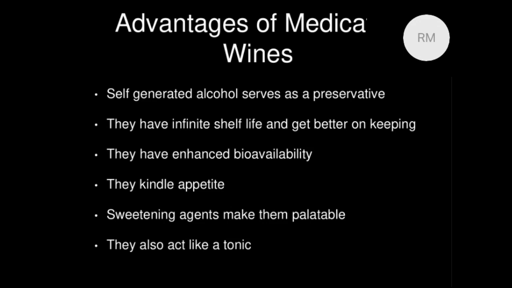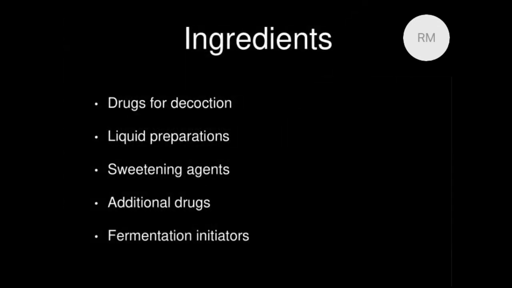So these are the advantages of using medicated wines. Now we will try to understand how these medicated wines are actually prepared. If you look at the ingredients, there are the drugs for decoction, the liquid preparations, the sweetening agents, then you have the additional drugs, and then the fermentation initiators. So if you want to make a medicated wine, you need these 5 ingredients.